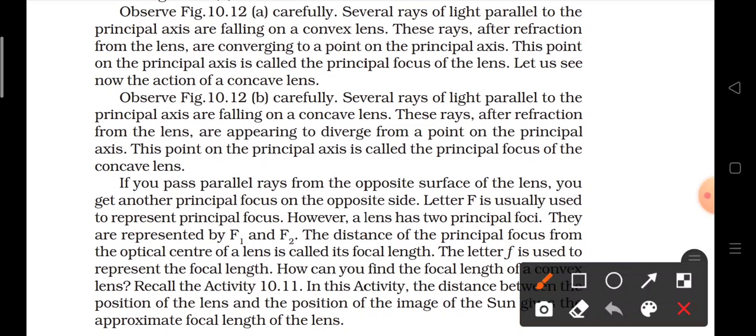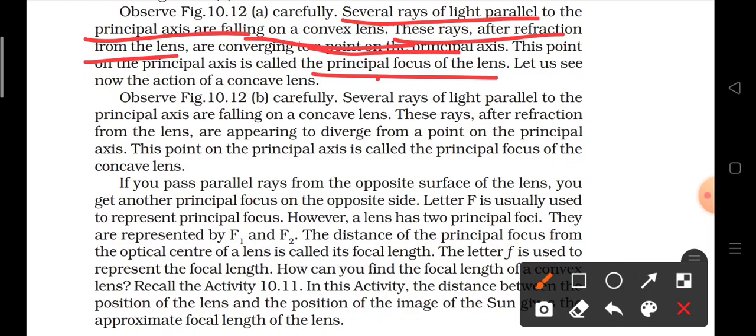Now, several rays of light parallel to the principal axis fall on a convex lens. These rays after refraction from the lens converge at a point on the principal axis. This point is known as the principal focus of the lens, which we have already discussed in figure B, that is of the concave lens. Okay, this is your figure B.